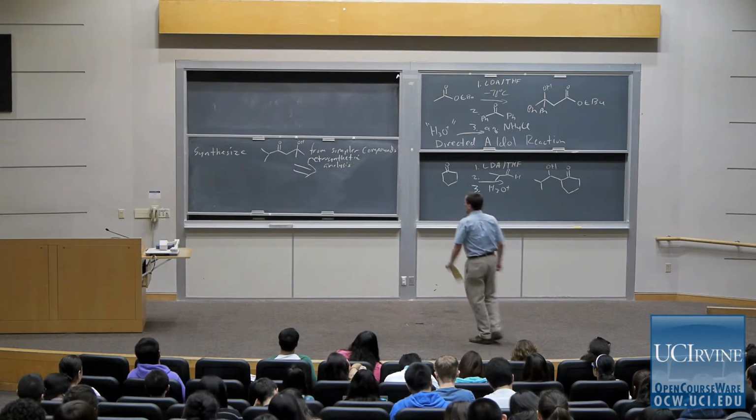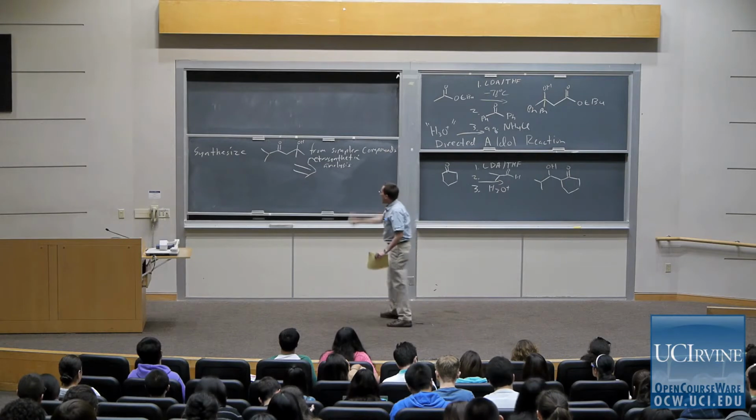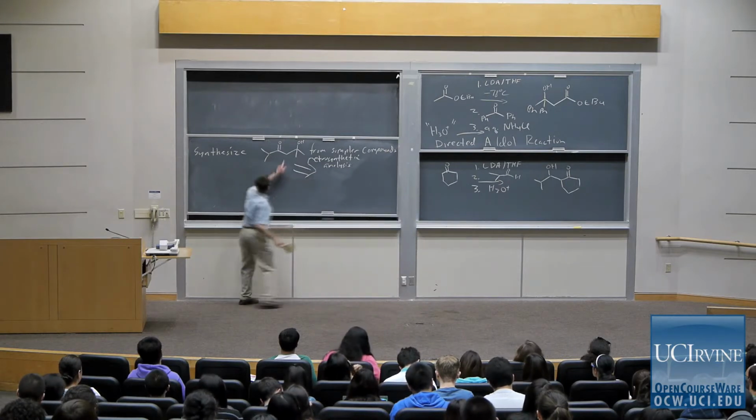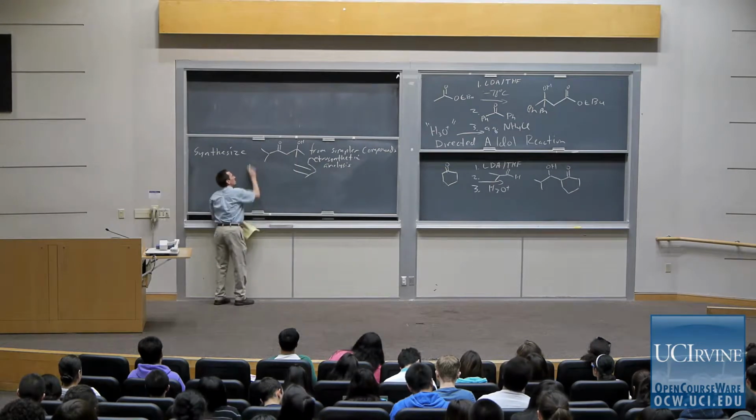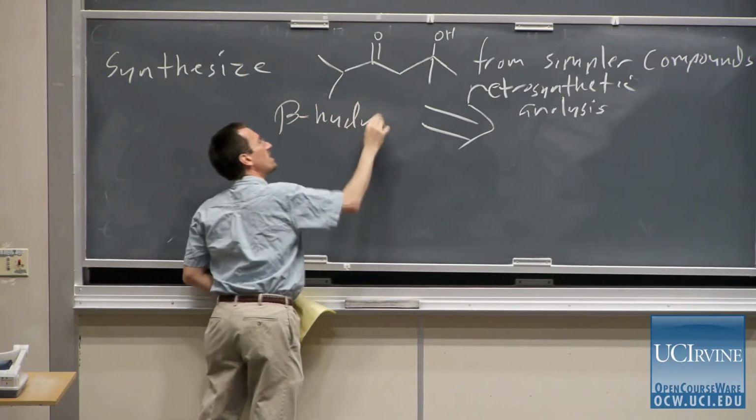And the big picture here is we have a beta-hydroxycarbonyl compound, right? This is the alpha carbon, this is the beta carbon. So this is a beta-hydroxycarbonyl.